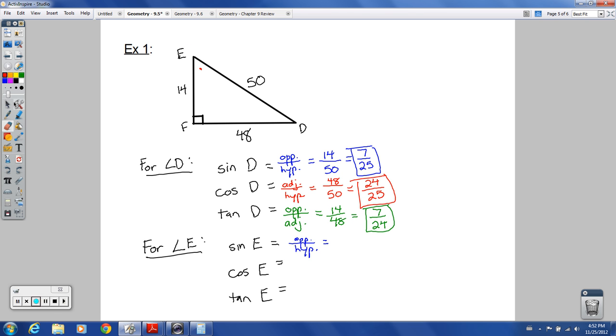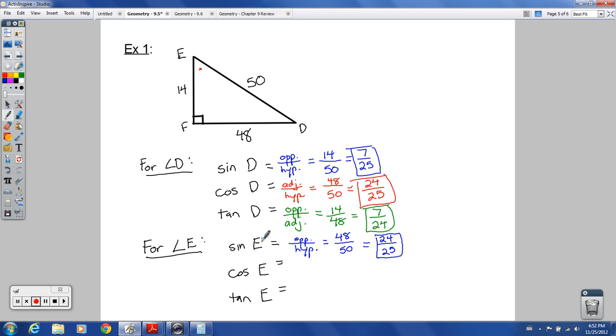What's opposite of angle E? So opposite of angle D was 14, but now 14 is adjacent to, or right next to, that angle right there. So opposite of E is across here. It's the 48 right there. So we should have 48 over the hypotenuse. That didn't change. That's still 50. So this one would be, my bad there, that should be 24 over 25.